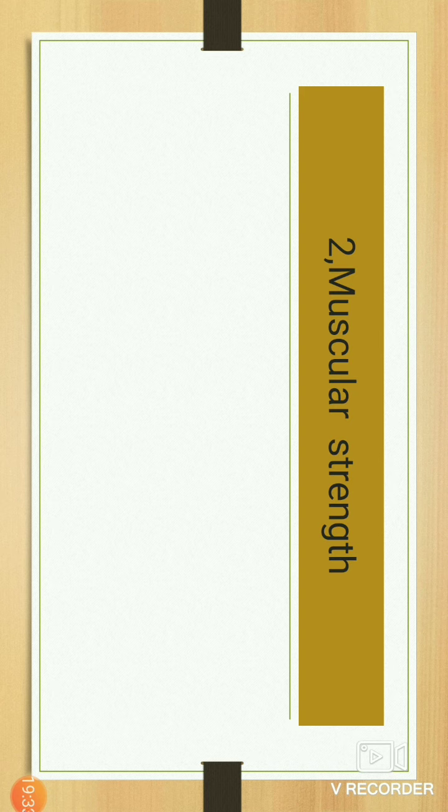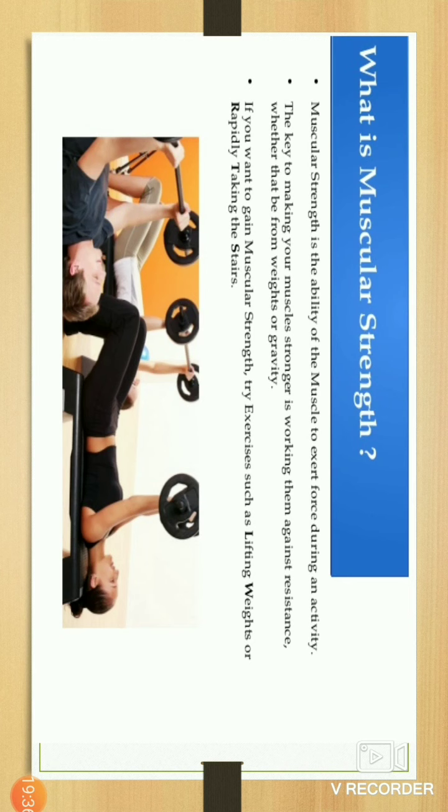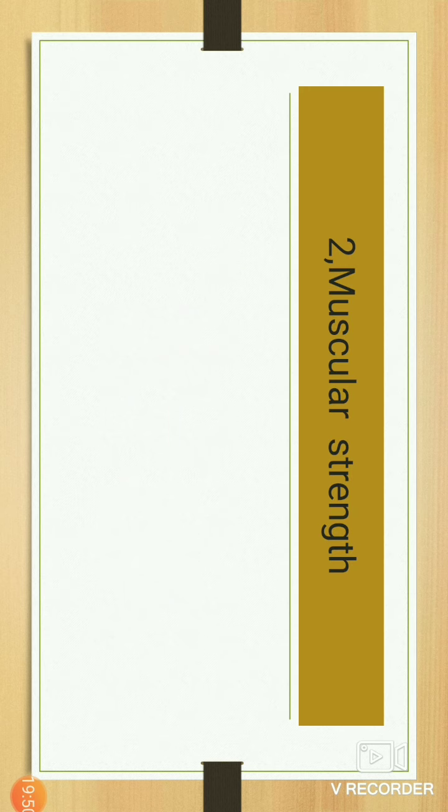Now, what is muscular strength? Muscular strength is the ability of muscles to exert force during an activity. The best example is weightlifting. Now, how to measure muscular strength? Measurement of muscular strength is done with a partial curl up, and the purpose is to measure abdominal strength and endurance.